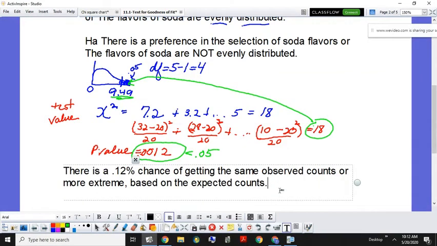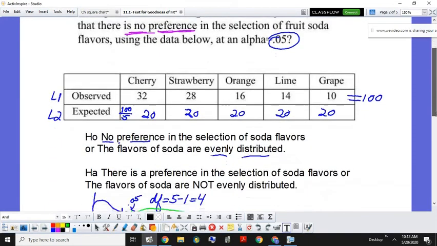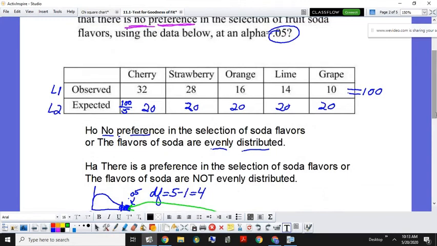So all you have to do each time is just change this percent. All right, so we said reject. 2 reasons why we reject: 18 lands in shaded, p is low, reject the Ho. So we say reject. Okay, this is the tricky part. You are rejecting the Ho. The Ho says no preference. So if you're rejecting no preference, that means there is a preference.